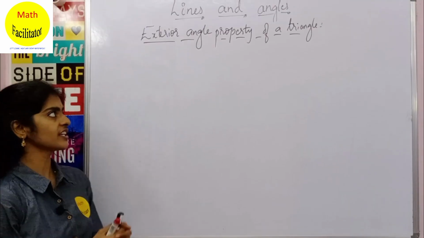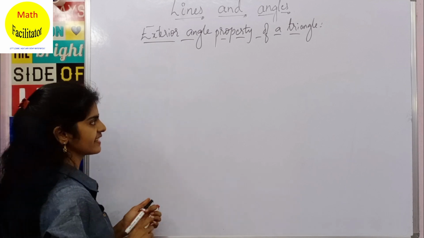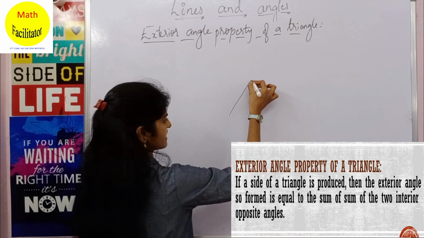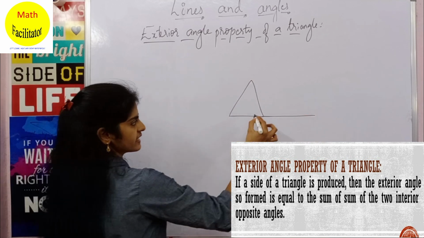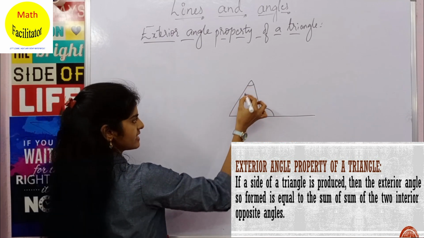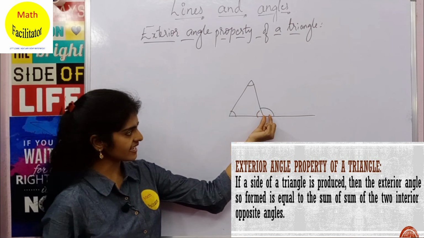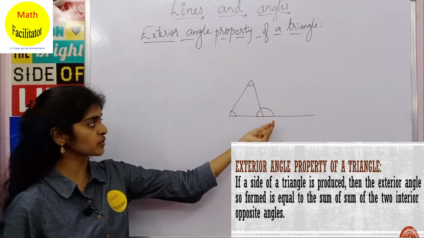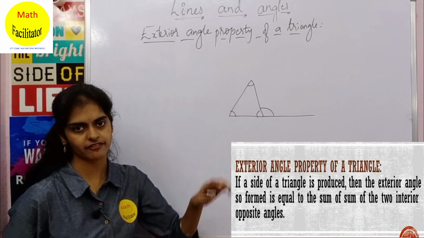Now let us learn about exterior angle property of a triangle. Okay, so if you have a triangle in this way, and if one side is produced, then you get an exterior angle. Okay, so these are interior angles and this is the exterior angle. So this exterior angle so formed is equal to the sum of the interior opposite angles. Clear? So this is what you have to prove now.